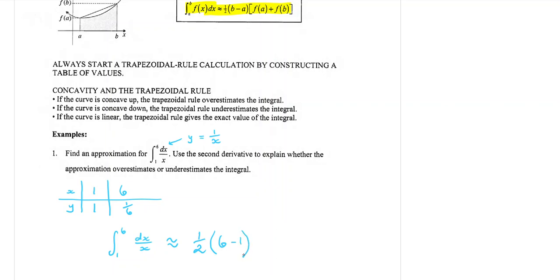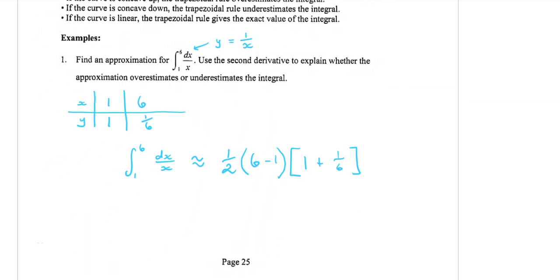close bracket. Then we have square brackets, and the formula says f of a plus f of b. The f of a and the f of b are these y values here. So it's 1 plus 1/6. Okay, and then you just type that into your calculator. Has anyone gone ahead and done that? 2 and 11 over 12.